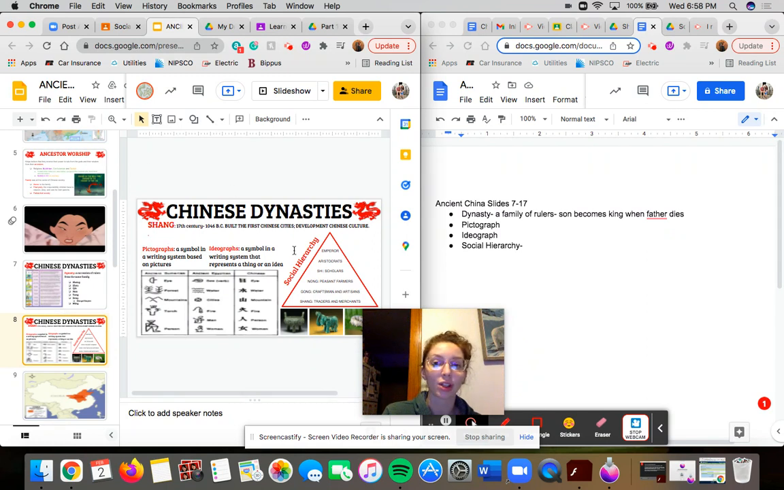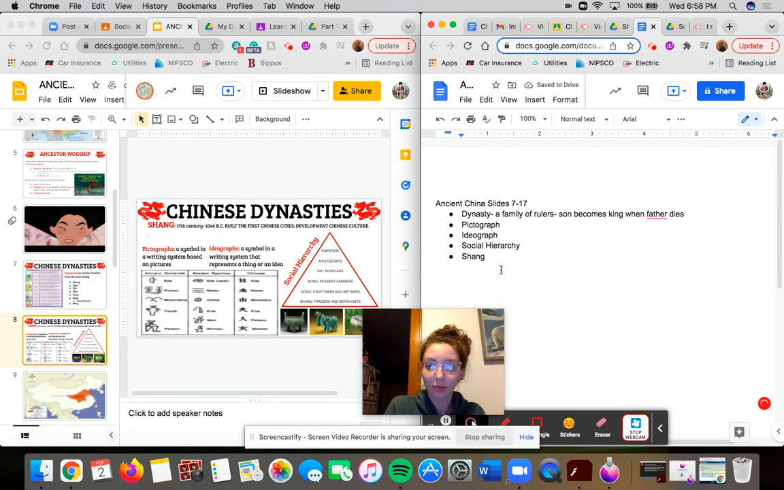And this is during the Shang dynasty. So I'm going to write that down. Actually, I'm going to write that at the top, because these things were invented during the Shang dynasty. I think that's why they're all on this page.